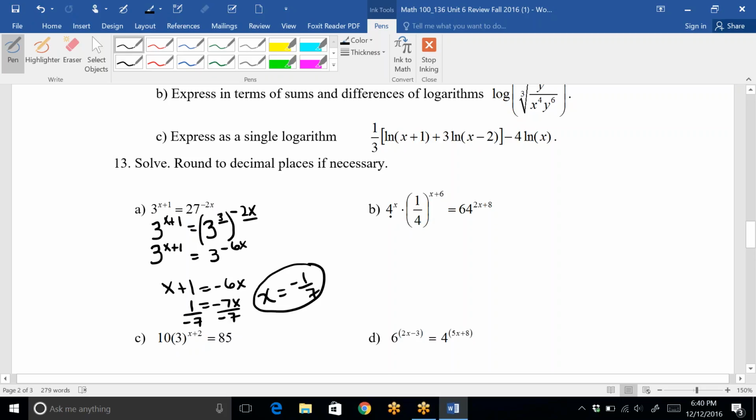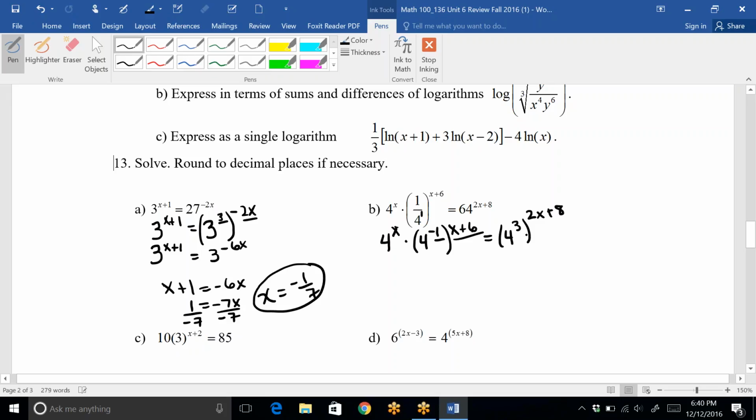That's the same situation you're going to encounter in B part, except we have a couple things going on. This is a 4, but it's in the denominator. So if I want everything to be a 4, I'm going to have to move that guy up. If you move him up, you change his exponent, which right now is a 1, to a negative 1 because it has moved locations. Bring down the x plus 6 that was on the outside, and 64 can also be written as a 4. It'd be 4 to the third power, and then 2x plus 8 on the outside.